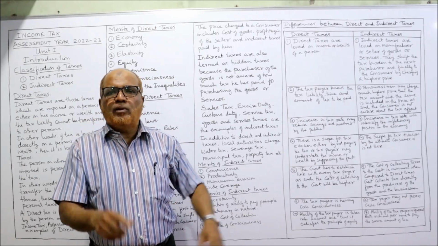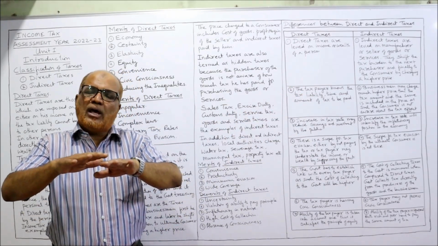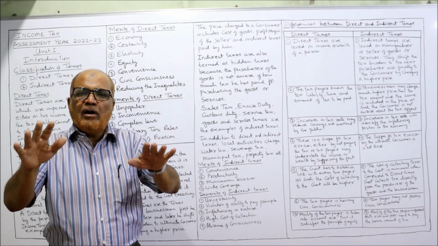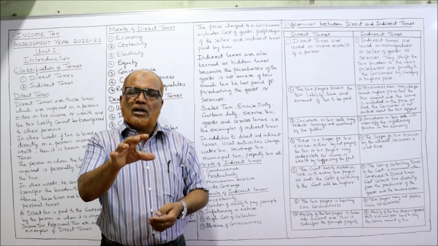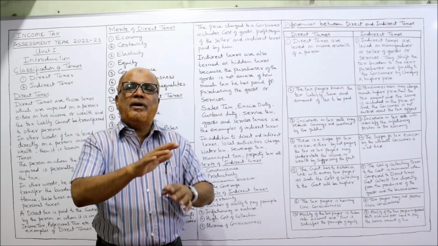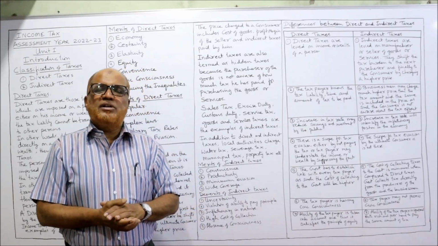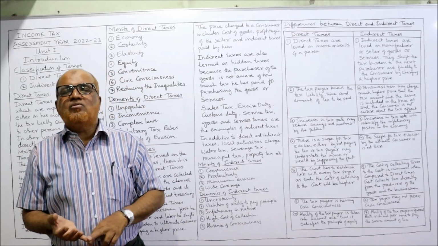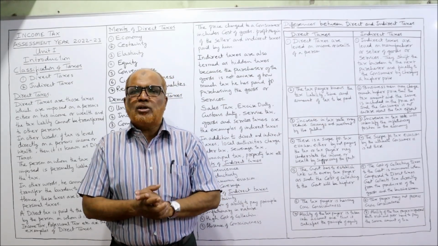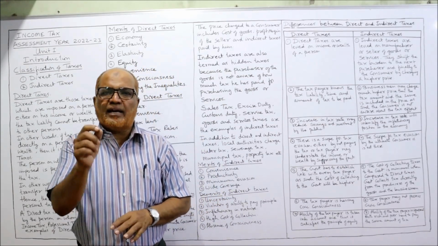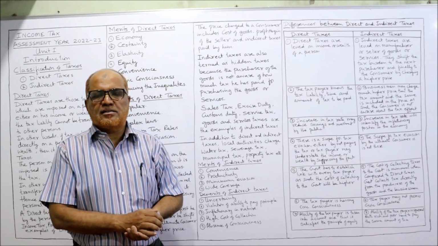But the principle of equity is not applied in case of indirect taxes, because taxes have to be applied on everyone. Whoever consumes the goods and services, they have to pay the tax. Whether the goods are consumed by rich people or poor people does not matter. Everybody has to pay the tax. That means the principle of equity is violated in case of indirect taxes. So this explanation will be enough for writing the differences between direct taxes and indirect taxes.